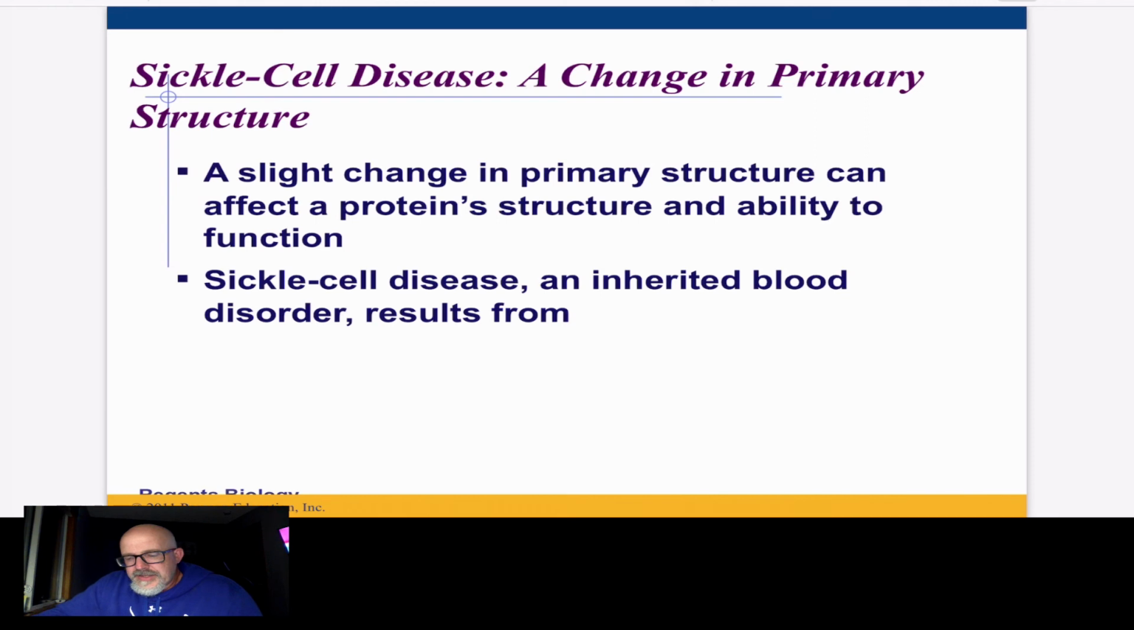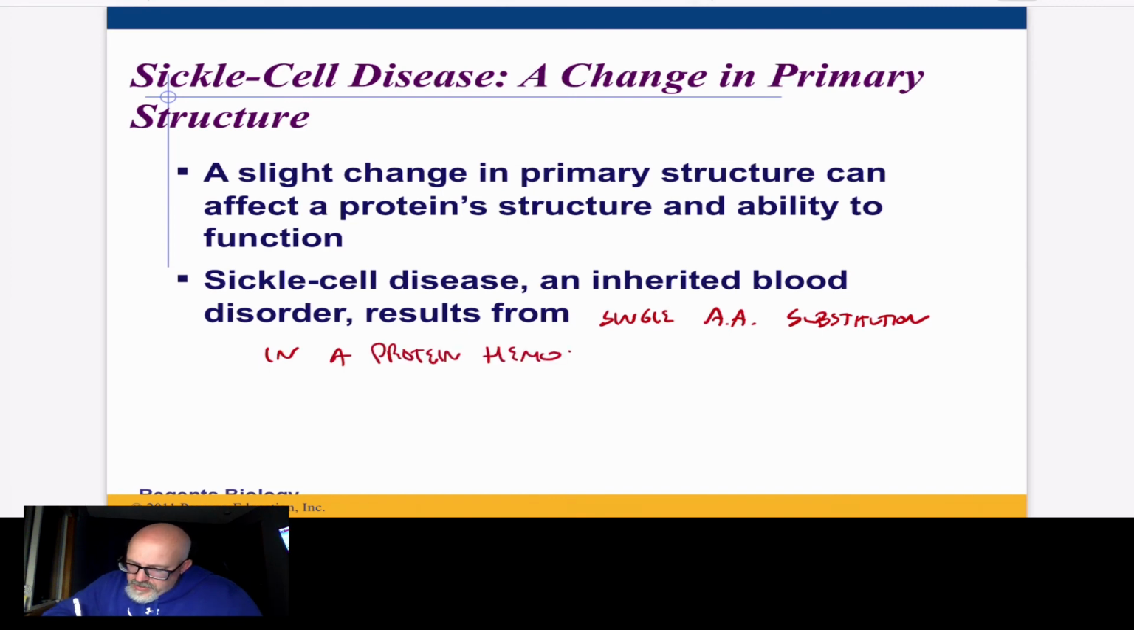If you are ever interested, sickle cell disease is what it is. It's a change in the primary structure. It's a change in the DNA, so subtle, but it causes a massive change in the ability of the hemoglobin to be the correct shape, and it results from a single amino acid substitution in the protein hemoglobin. This is crazy to me. It's just a single little thing.